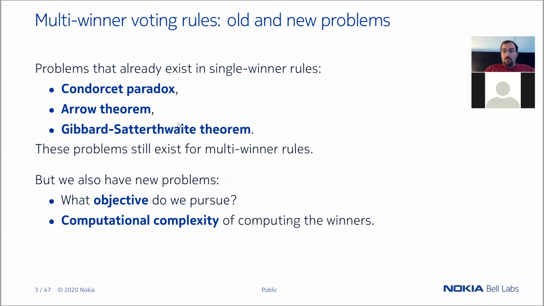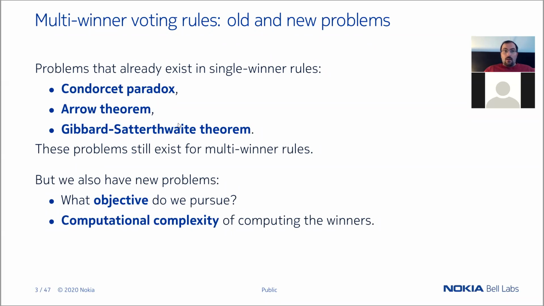About multi-winner voting rules, we have old problems that already occur in single winner voting rules, namely the Condorcet paradox, the Arrow theorem, and the Gibbard-Satterthwaite theorem about manipulability. I will not talk much about these problems because they already exist for single winner voting rules, and they also exist for multi-winner voting rules.